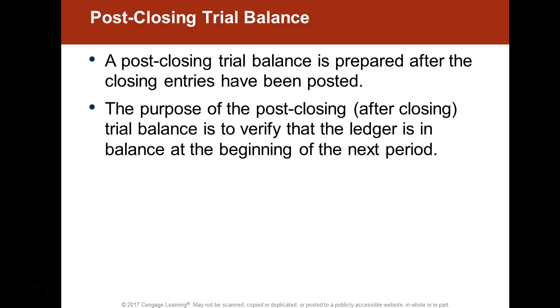So now we've already closed our accounts. We are done. Now it's time for us to prepare our post-closing trial balance. And that is going to be a trial balance that only shows the permanent accounts. So in your post-closing trial balance, you're going to see assets, liabilities, and your equity section. That's it. Your revenues and expenses will not be shown because they are essentially being closed out into the retained earnings.